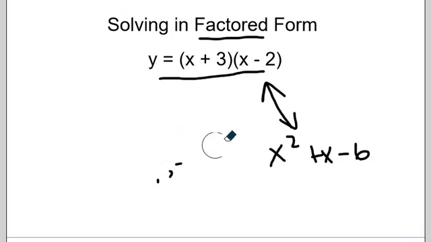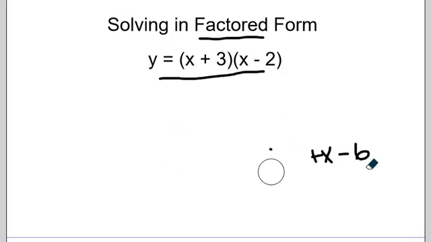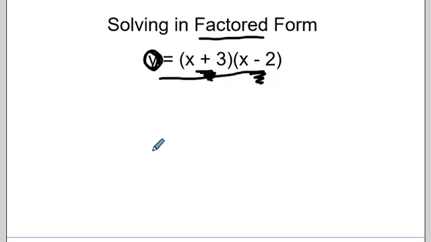All right, let's clear everything. Now, just like in the last example, we're going to solve this by setting it equal to 0. And we're going to remember that if either of these factors is equal to 0, then the whole thing is equal to 0. So we can take our two individual factors, x plus 3 and x minus 2.